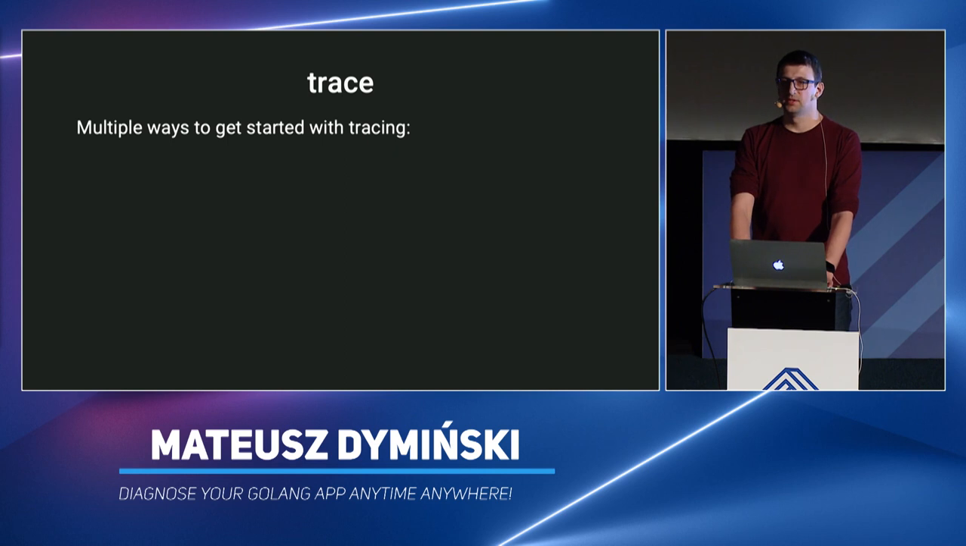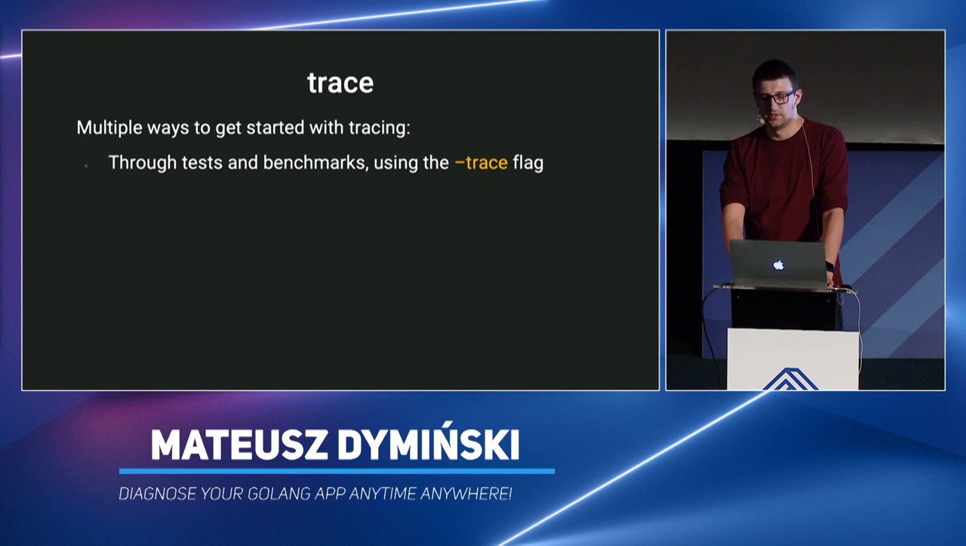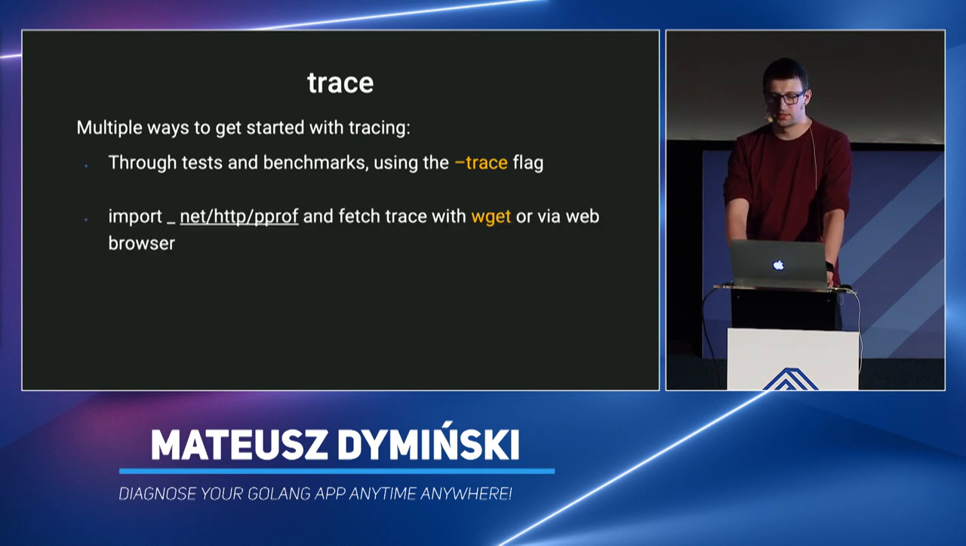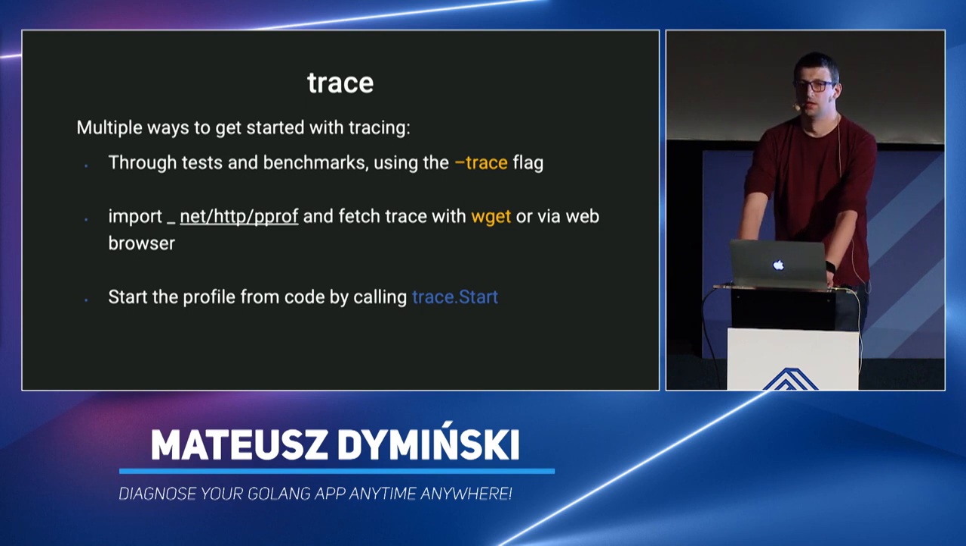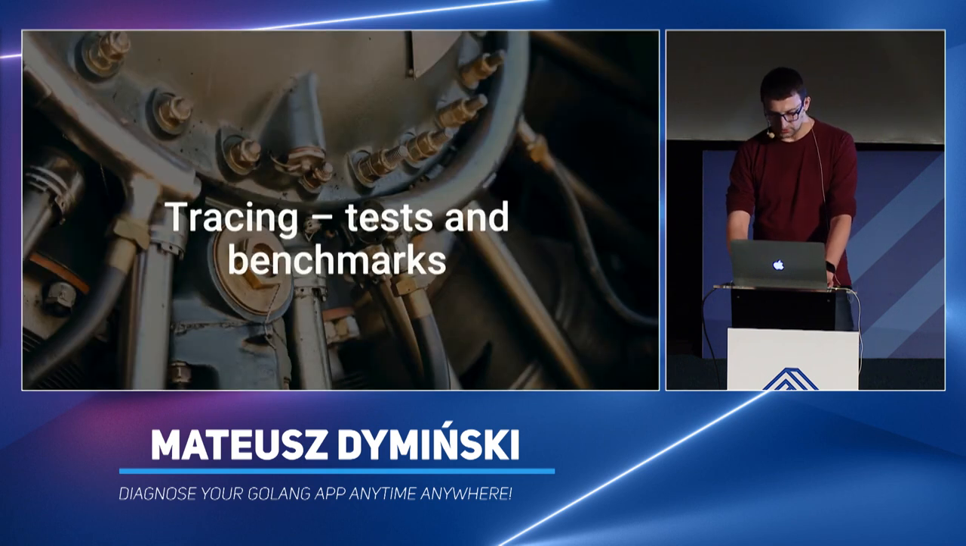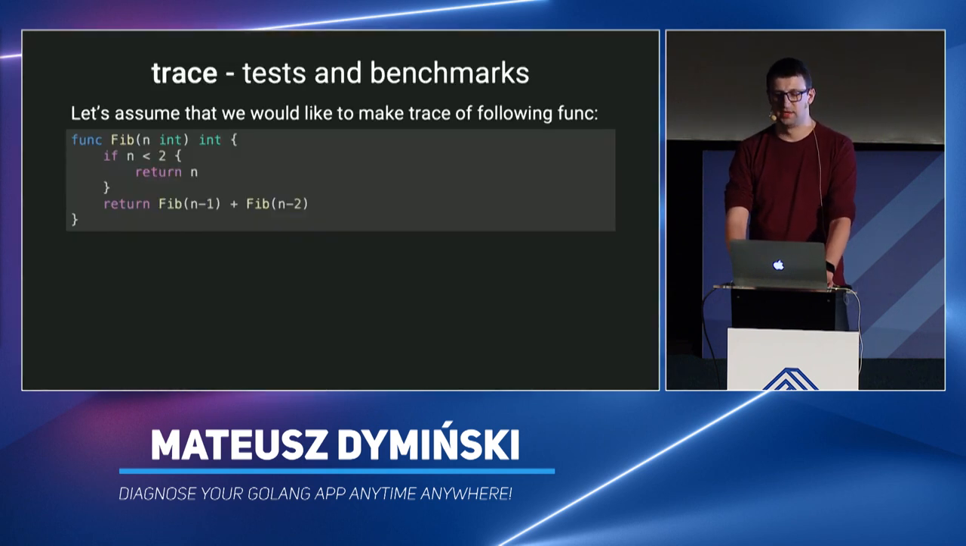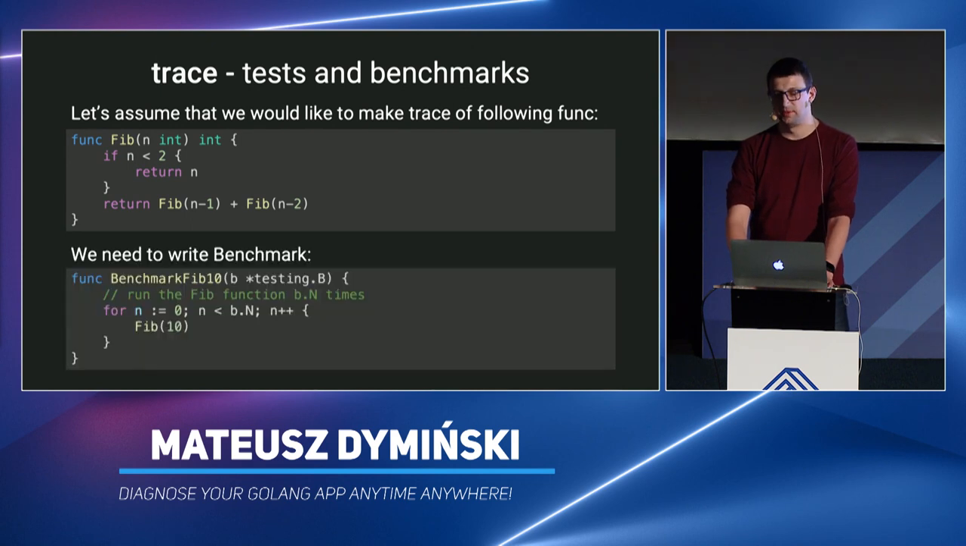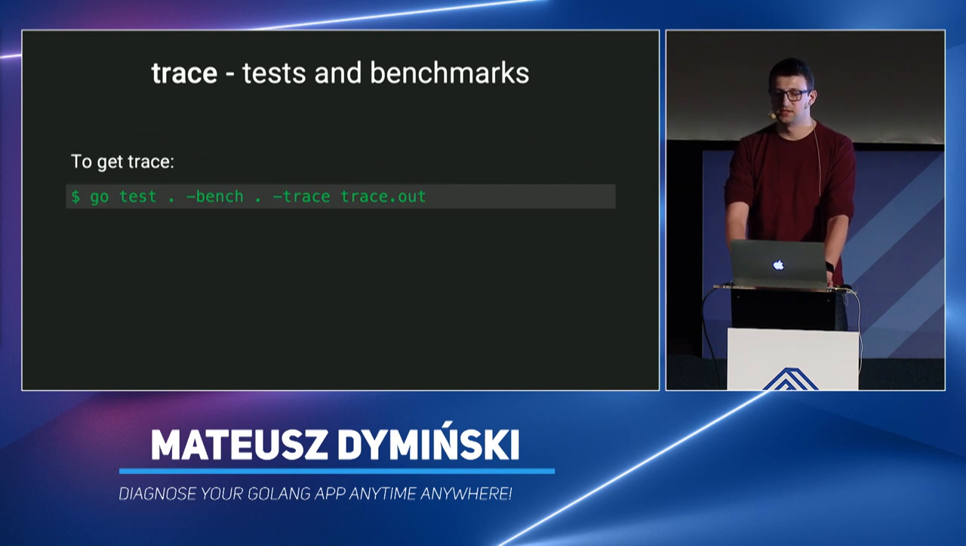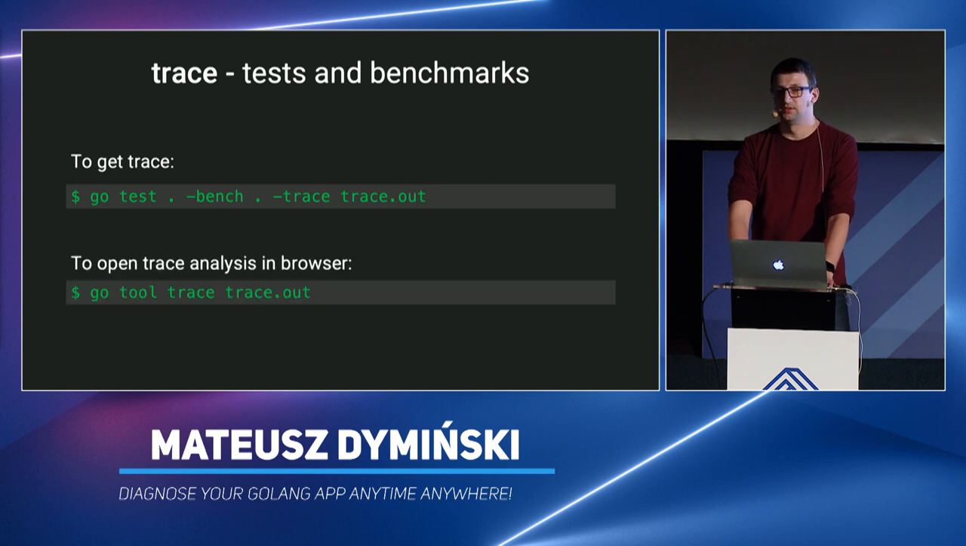So how can we start with tracing, how can we collect the data? Almost the same way as pprof, okay? With the benchmark, minus trace flag, blank import, as I mentioned, and also we can do that by hand by calling trace.Start inside our Go program, okay? So let's go with this test and benchmarks. Again, example with the Fibonacci benchmark, nothing changed compared to pprof, but running this test, we need to add an extra flag, not minus profile, but minus trace, okay? And then collect the data, and then just analyze this trace, okay?